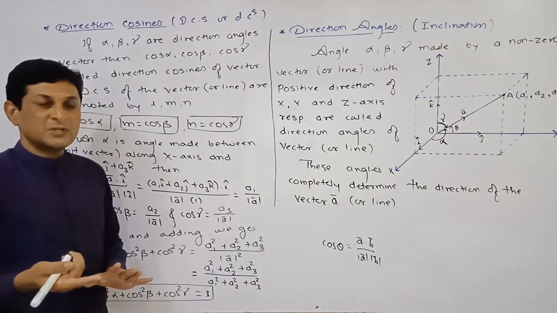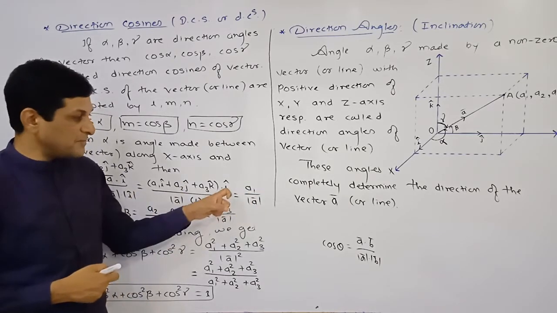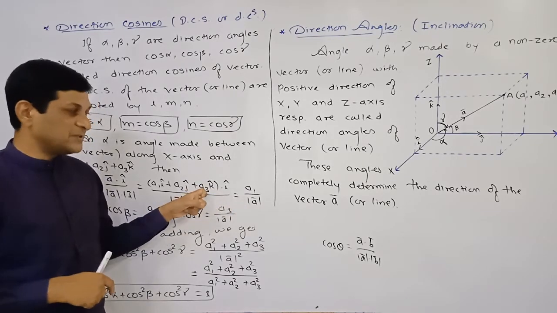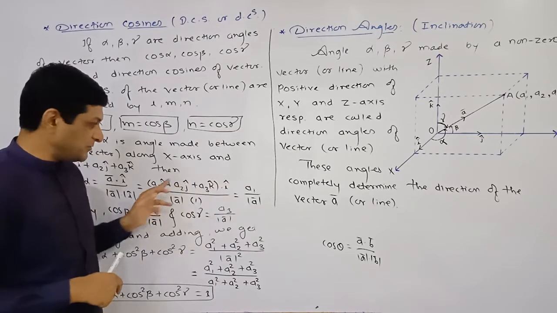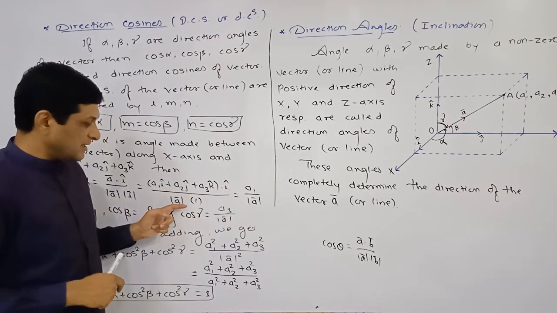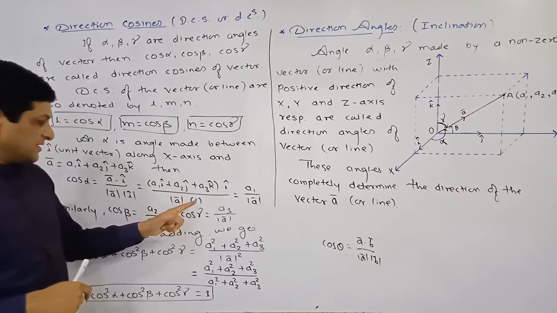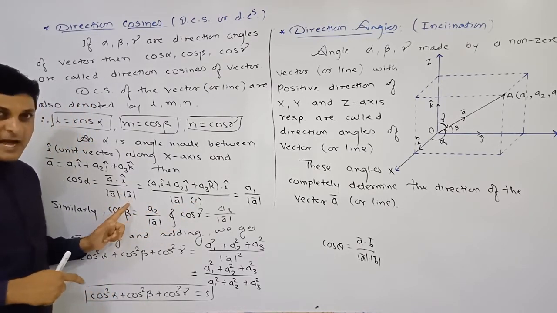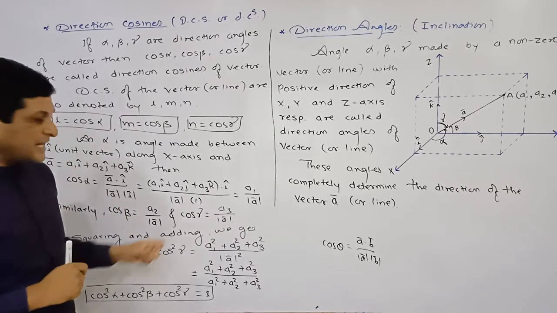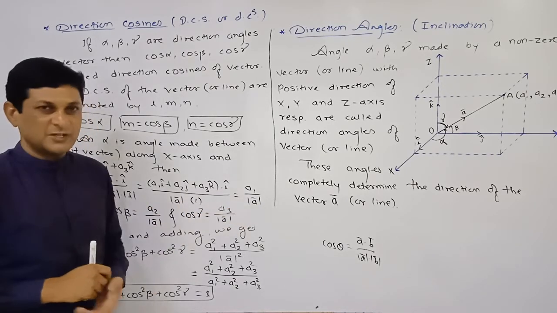Then what is the coefficient of k cap? Here the term of k cap is absent, meaning its coefficient is 0. 0 into a3 is also 0. So the dot product of these two vectors will be equal to a1. In the denominator, 1 is nothing but the magnitude of i cap. I cap is a unit vector, so its magnitude is 1, and the magnitude of a bar we keep as it is. This product will be equal to the magnitude of a bar.